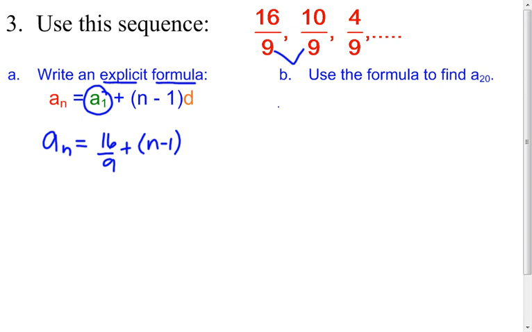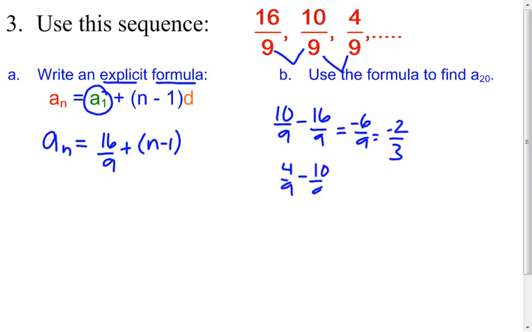You can probably figure this one out in your head, but in case you don't know, what you can always do is take one term and subtract the previous term from it. So 10/9 minus 16/9 would be negative 6/9, which of course we know is negative 2/3. If I check another spot, 4/9 minus 10/9 would again give me negative 6/9, which is negative 2/3.